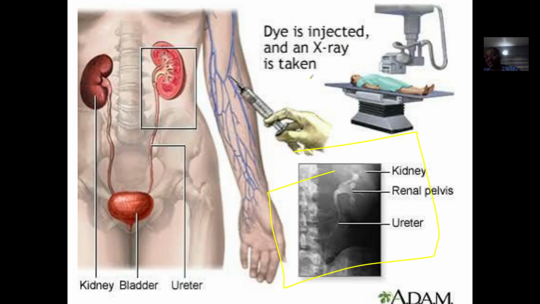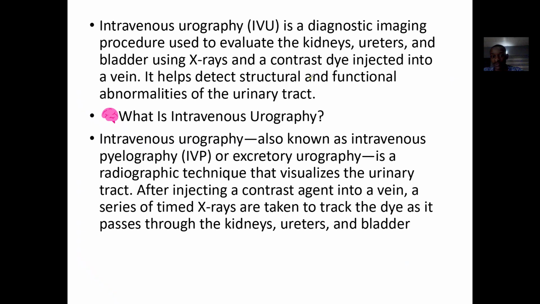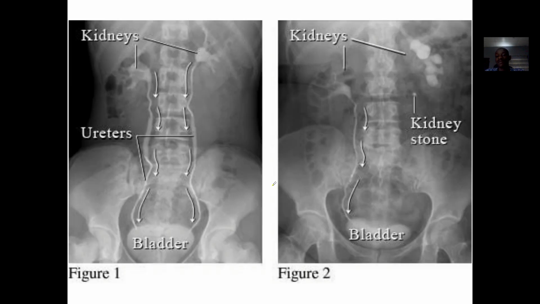Every blood actually passes through the kidney, so the contrast will get deposited in the tissues of the kidney. So when you image the kidney, it's much clearer. It's also known as intravenous pyelography or excretory urography. It's a radiographic technique that will visualize the urinary tract. They do that by injecting the contrast into a vein, and the x-rays will track the dye as it passes through the kidney, the ureters, and the bladder, making them clearer. If you look at the image, do you appreciate this? It's very beautiful.